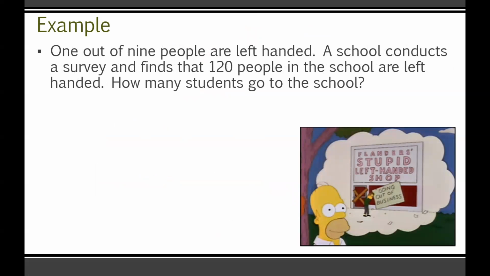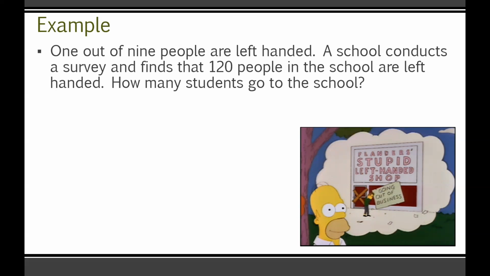All right, here's another question. I think this is one of our last ones. 1 out of 9 people are left-handed. A school conducts a survey and finds that 120 people in the school are left-handed. How many students go to the school? This one is really, really interesting, actually.